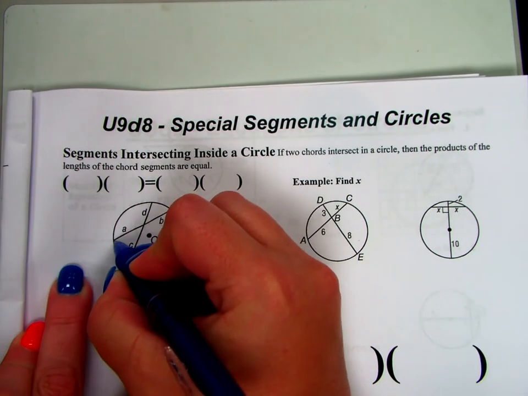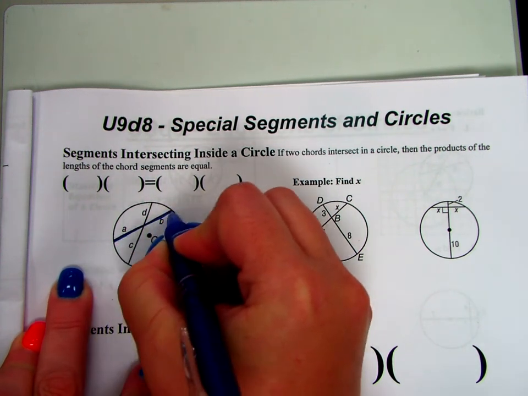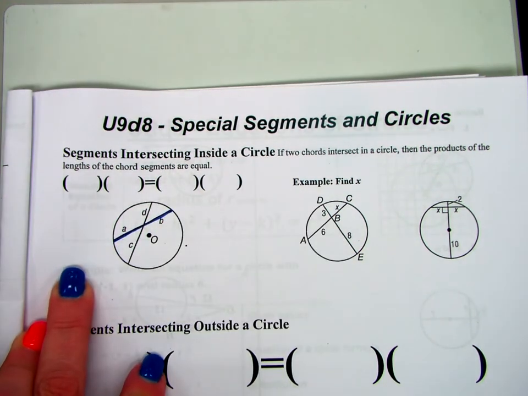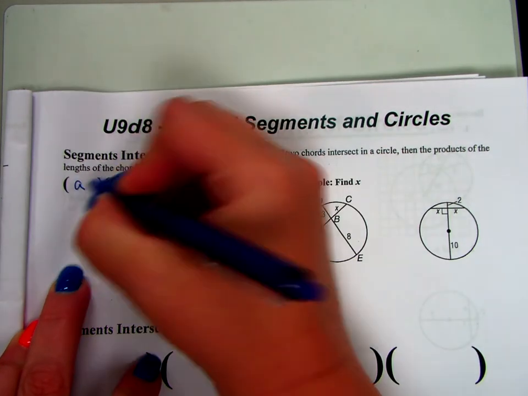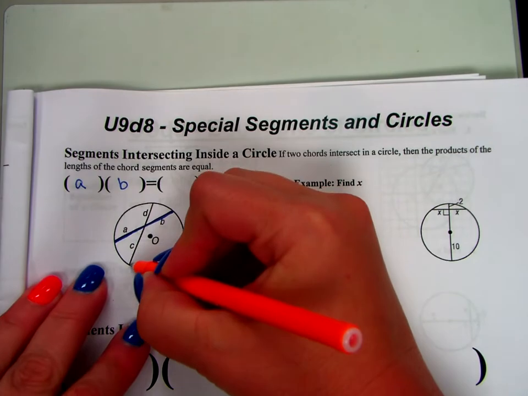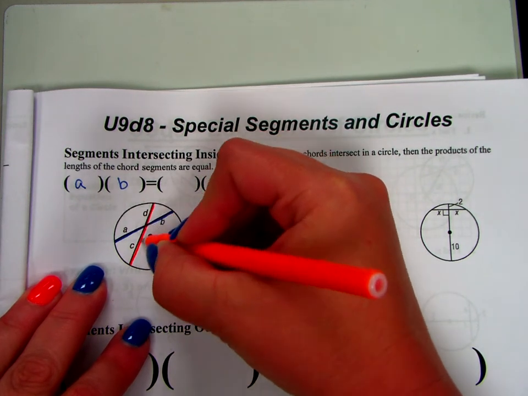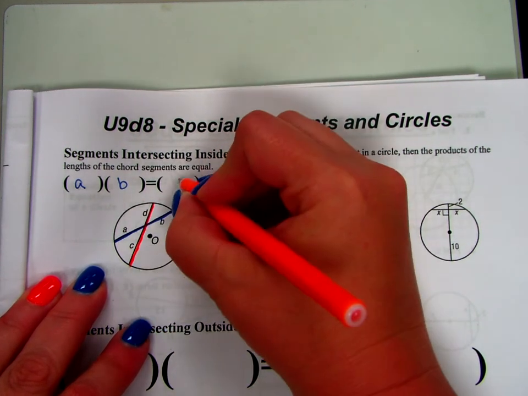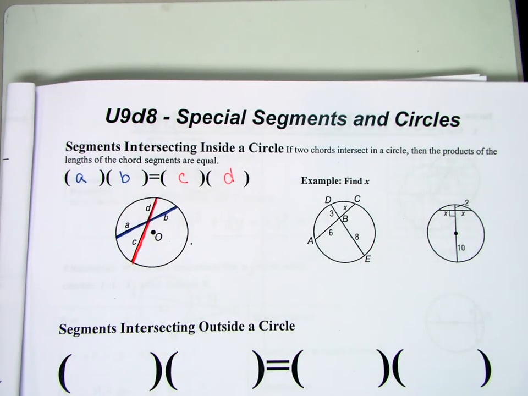So if I look at this blue chord, the one I'm darkening in, the two mini segments that are created by the whole segment when it's intersected are going to be A and B. So if I take that product, and then if I look at the other chord that I'm going to highlight in orange, the segments that it's created into have a length of C and D. So if I multiply A times B, that's going to give me the exact same length as C times D.